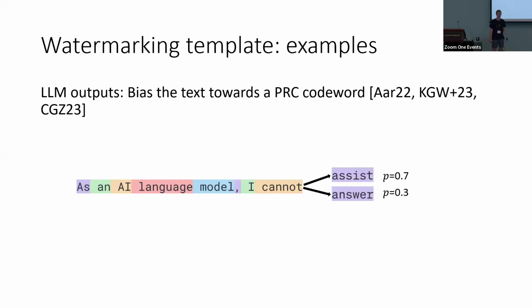I won't go into detail about how it works, but basically, the way that you watermark text is to bias each token that you're sampling towards some pseudo-random bit. So in this case, we'll just use pseudo-random bits from a PRC and bias the text towards that. Basically, you can get text where the tokens are biased, with a half plus epsilon bias towards some PRC codeword.